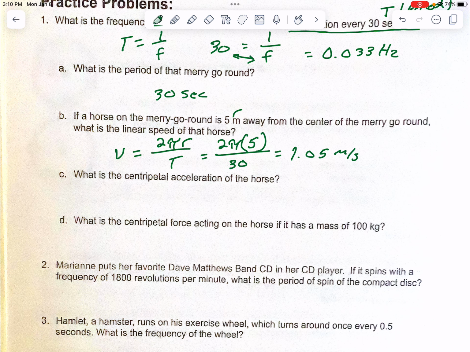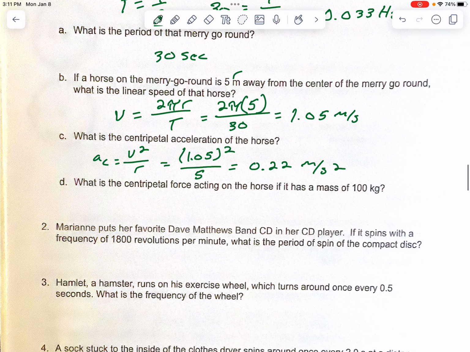C, what is the centripetal acceleration of the horse? So remember we know a_c equals v squared over r. So we're going to take that velocity 1.05 and we're going to square it, divide it by our radius of 5, and you should get 0.22 meters per second squared.